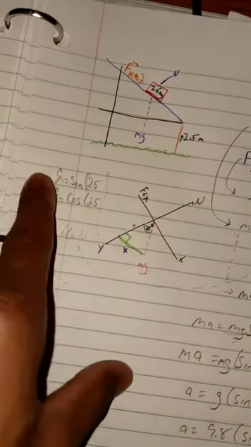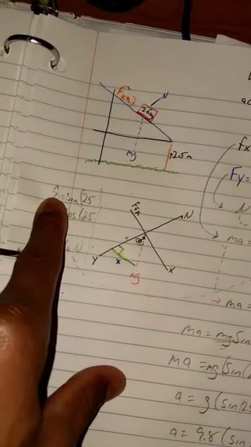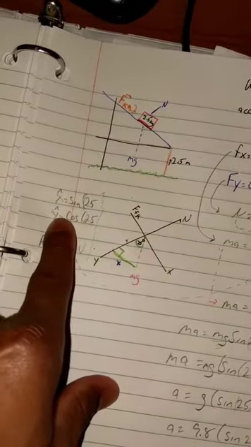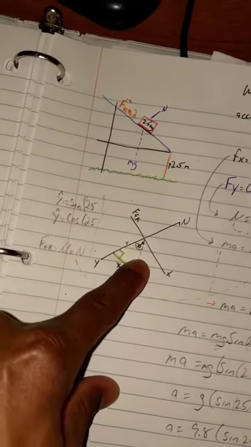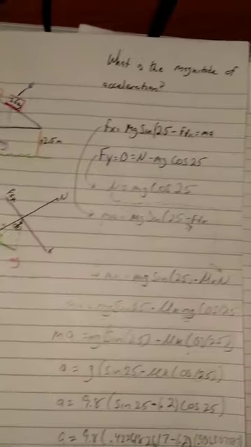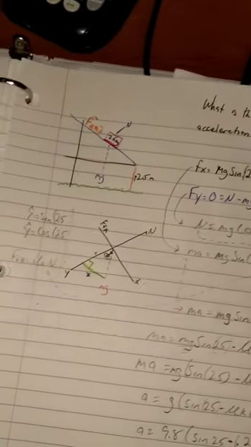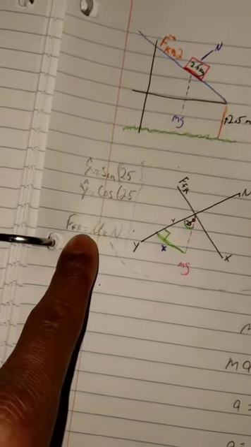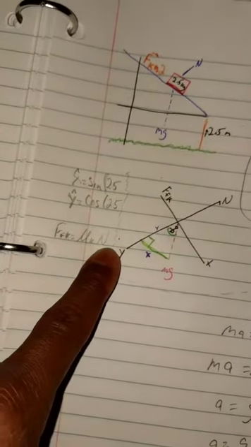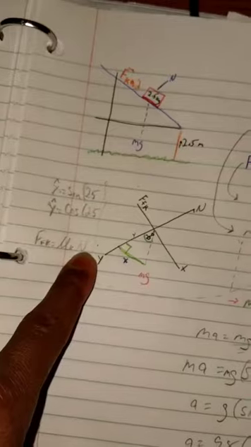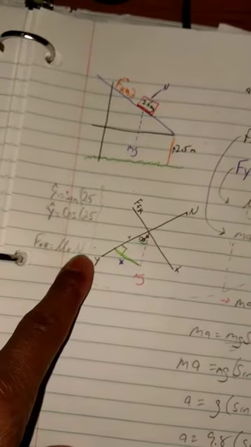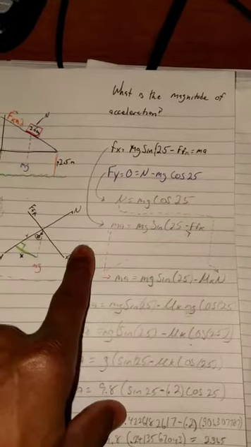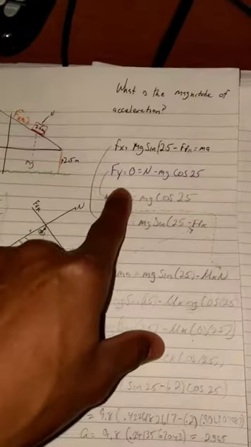So to find my x, it is going to be sine, opposite over hypotenuse, and cosine for my y, adjacent over hypotenuse. So what else do I know? Well, I know that the kinetic force of friction is going to be mu k times the normal force. So just keep that here for right now.